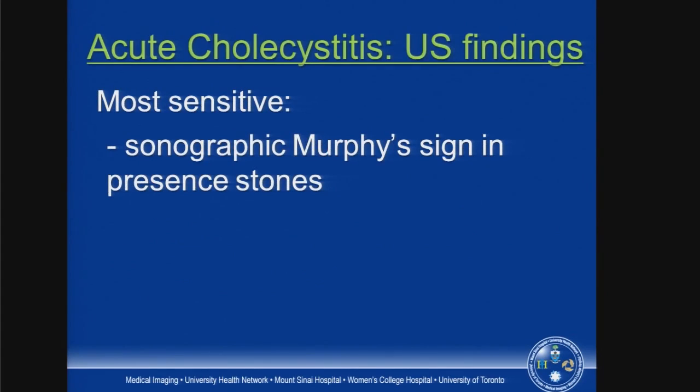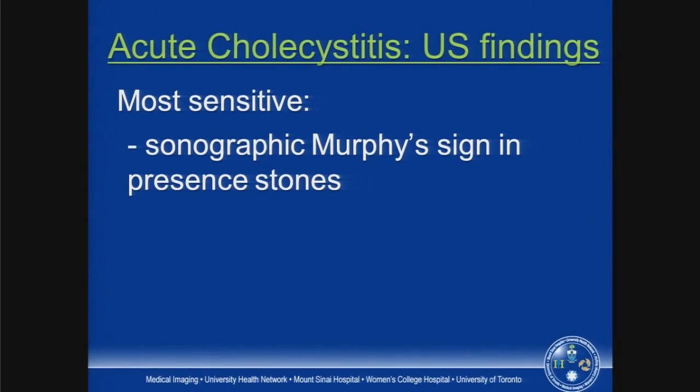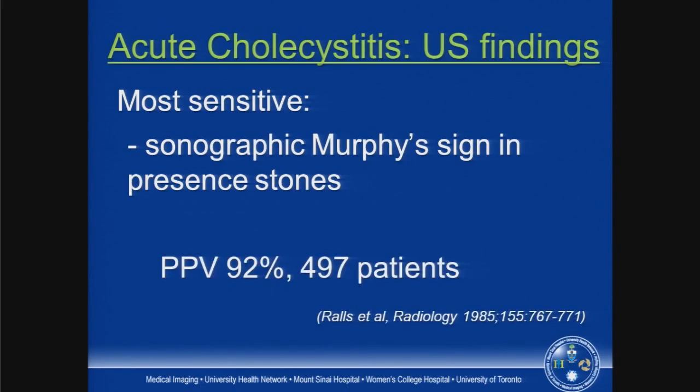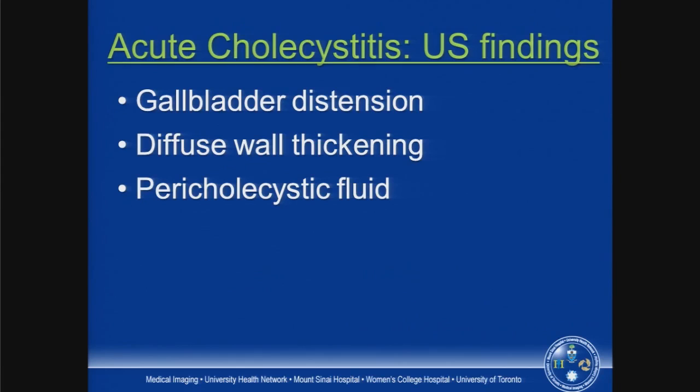The most sensitive ultrasound findings when diagnosing acute cholecystitis are maximal tenderness over the sonographically localized gallbladder in the presence of gallstones in the correct clinical setting. And we've known this for a number of years. A paper by Phil Rouse back in the mid-'80s, a prospective study of close to 500 patients, showed that this combination of findings had a positive predictive value of greater than 90%.